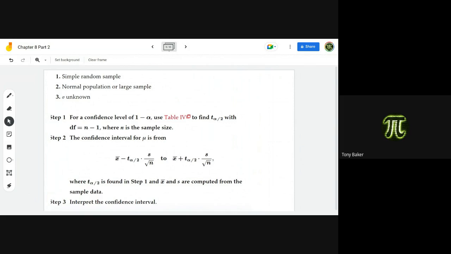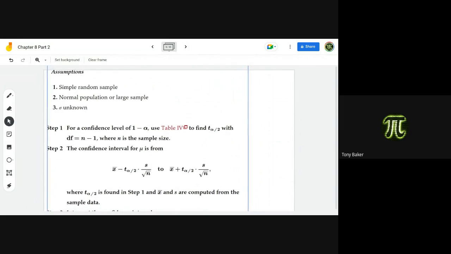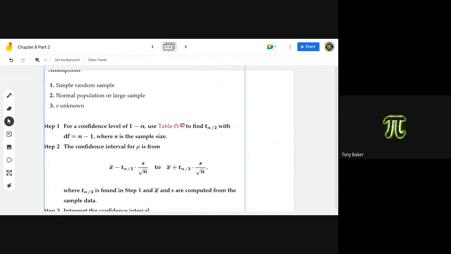So my assumptions are still pretty much the same. I need to have a simple random sample. I need to have a normal population or a large sample. Again, that large sample comes down to 30. Anything over 30, we can assume is normal. If it is under 30, we have to figure out if it's a normal population. And you're going to see that quite a lot more often with the t's than you would with the other stuff.